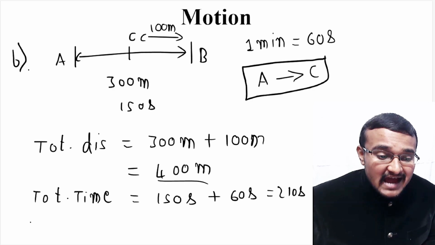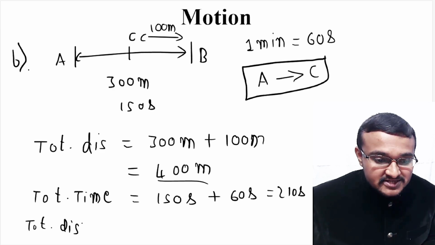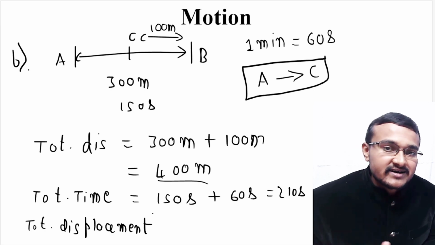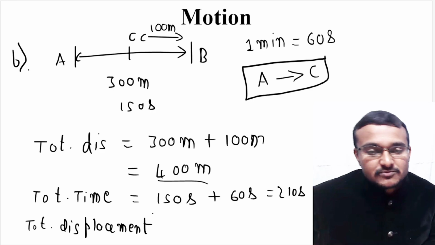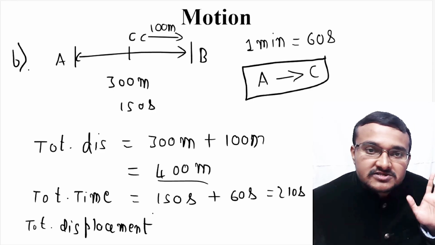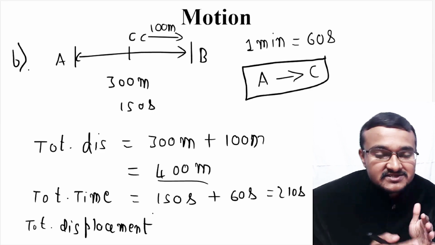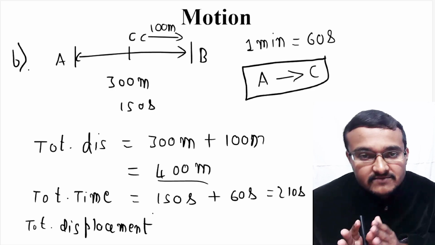So now we have to calculate total displacement also in order to calculate average velocity. So what is the total displacement? While calculating total displacement, you should not consider the path followed. You should just consider the initial position and final position. So the initial position of Joseph was A and the final position of Joseph was C. So we are not considering whether he has reached B and then reached C. We are not bothered about that. Only we are considering the initial and final position.